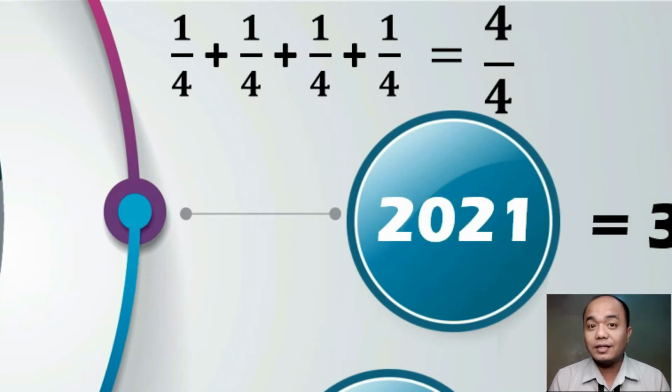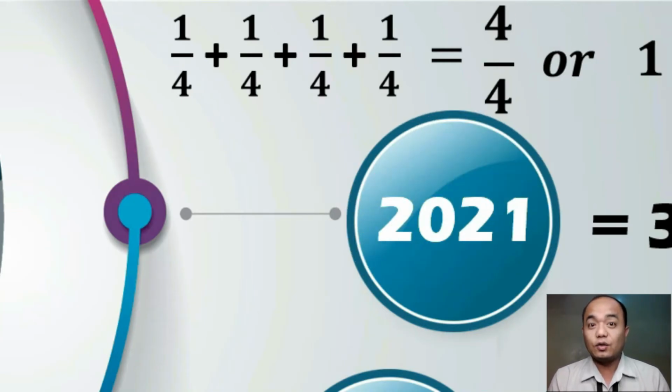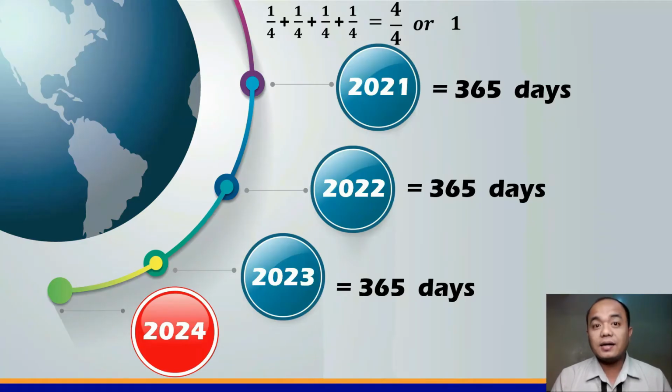4/4 is still equal to? Yes, very good. It's 1. 4 divided by 4 is equal to 1. So, ibig sabihin, class, kapag naipon natin yung 4 na 1/4 na yan in 4 years, makakabuo na tayo ng isang buong araw. At anong taon dito dapat ilagay yung 1 day na yan?